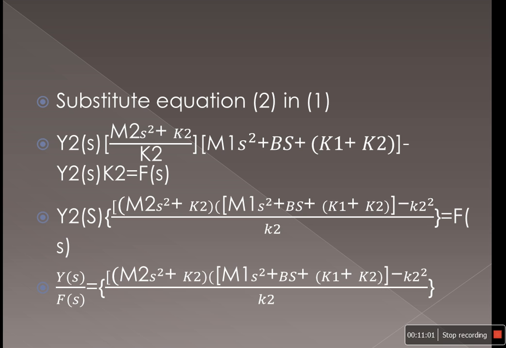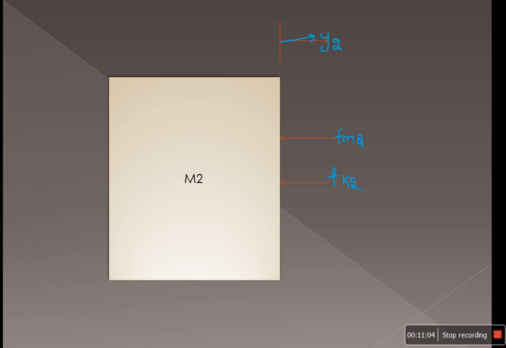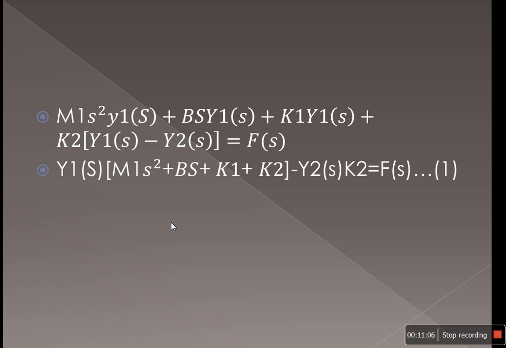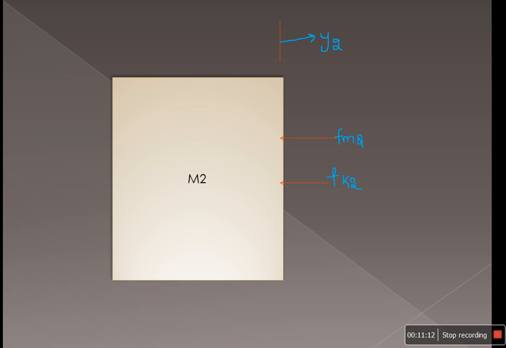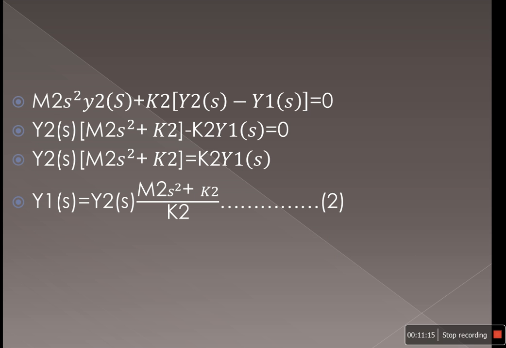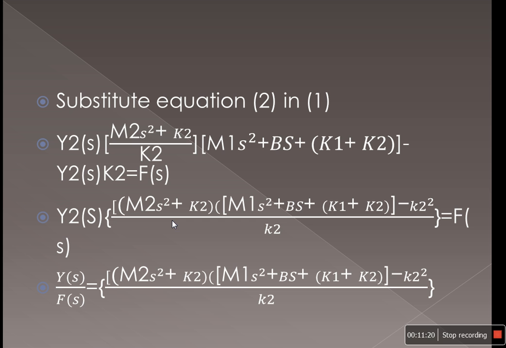Now substitute equation 2 in equation 1. This is equation 1. Wherever you have y1 of s, substitute this value, that is y1 of s equals y2 of s into m2 s square plus k2 by k2. Wherever y1 of s is there, I am substituting y2 of s into m2 s square plus k2 by k2. And again we have these terms: m1 s square plus bs plus k1 plus k2, minus y2 of s k2, equals f of s. So solve the equation.